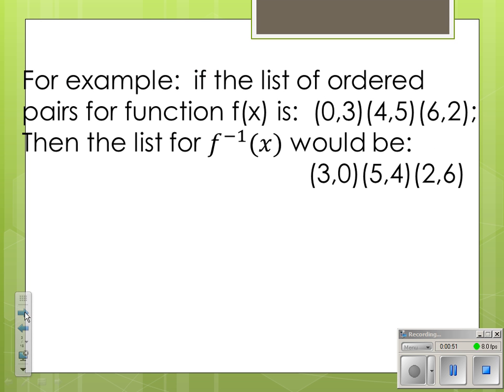For example, if we had a set of ordered pairs for f of x that are (1, 3), (0, 3), (4, 5), (6, 2), if we found our inverse function of f of x, then we would find ordered pairs (3, 0), (5, 4), and (2, 6). See how they're just the reverse of each other? The domain of one became the range of the other. Okay, and that's exactly what inverse functions mean.